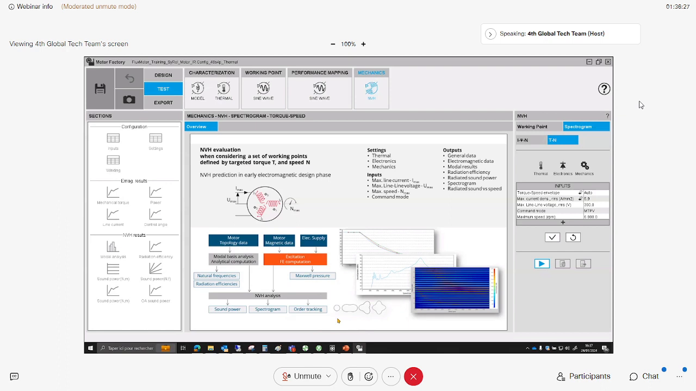And then the magnetic pressure or the magnetic forces are computed behind, thanks to Flux 2D, which is a full finite element computation. And this is what will take time actually in this NVH test.